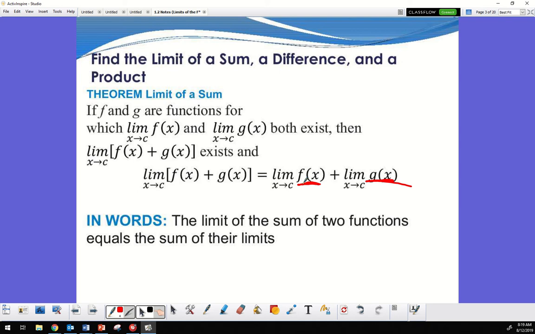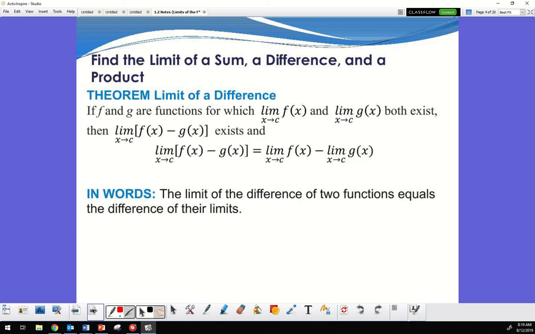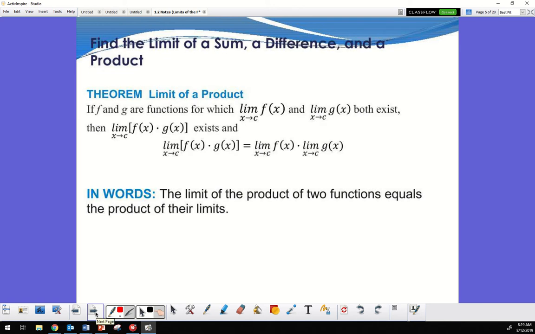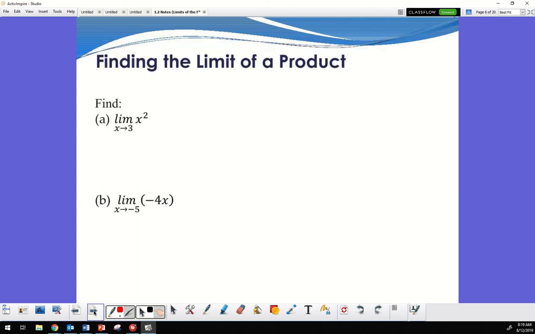The limit of the sum of the two functions equals the sum of their limits. A lot of things are just basic stuff, but it's very wordy. It is very wordy. Same thing goes for the subtraction. Same thing goes for multiplication.